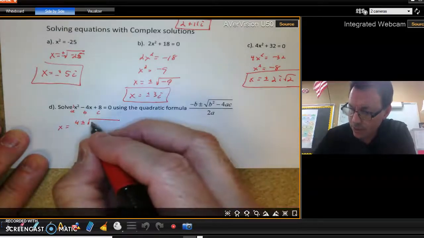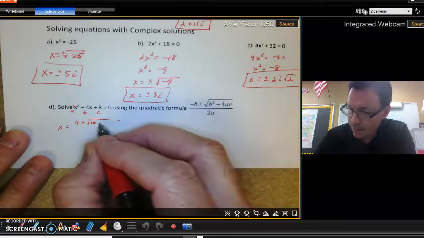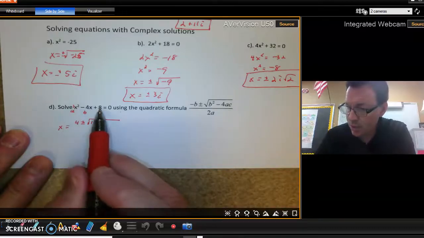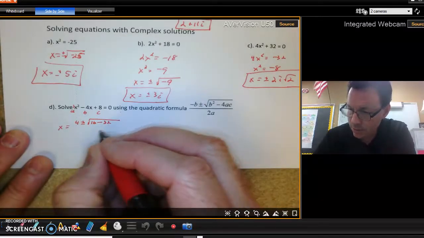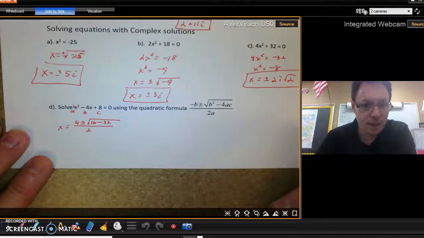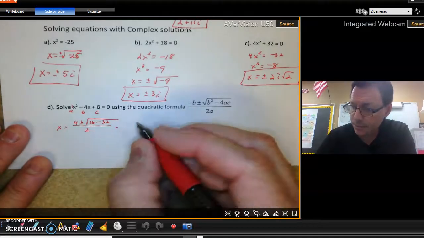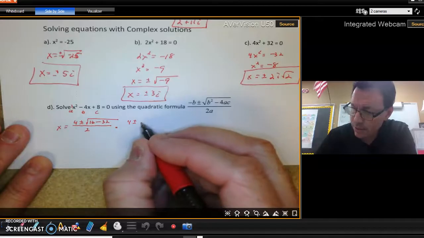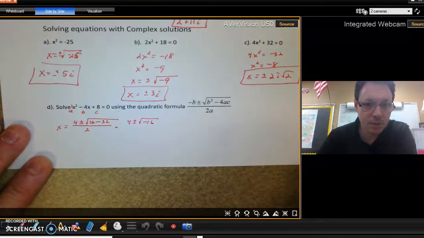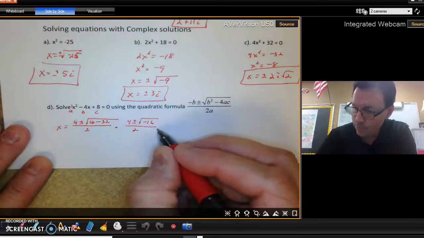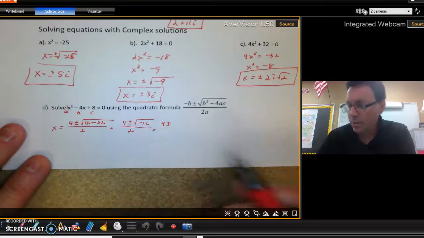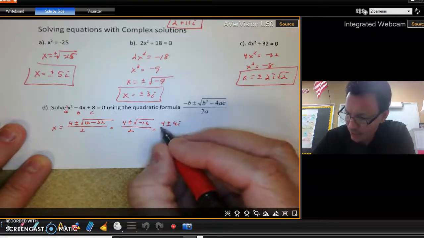Well, if b is negative 4, that's going to be 16 minus 4 times a times c. Well, that's going to be 4 times 1 times 8, so that's going to be 32. And then 2a. Well, again, a is 1, so it's going to be a 2. All right, so now it's just a matter of simplifying. So 4 plus or minus the square root. 16 minus 32 is negative 16, so right away you see where we're going to get our imaginary part. 4 plus or minus. All right, 16 is a perfect square, so that's 4, but the negative is going to give us 4i.